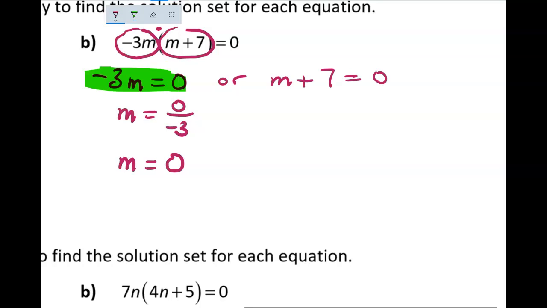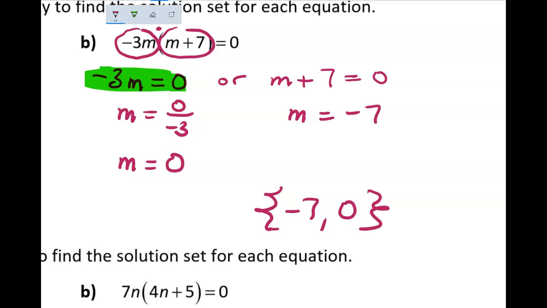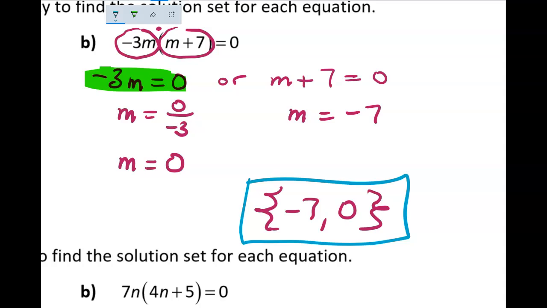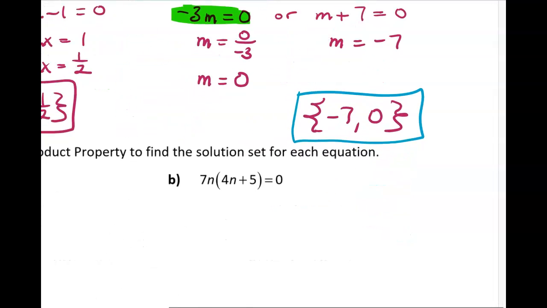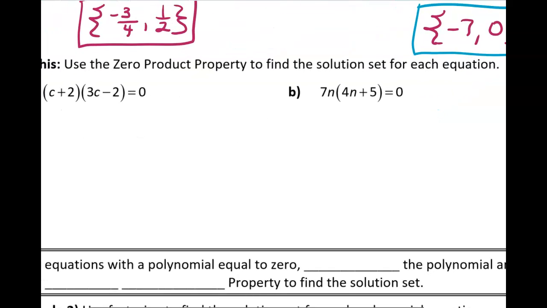All right, let's take a look at our other equation. We can subtract 7 here. We get m equals negative 7. So that gives us a solution set. Use those curly brackets for a solution set of negative 7, 0 are our two solutions. You can list them in either order. I'm going to list them from least to greatest, but you can list them in either order.